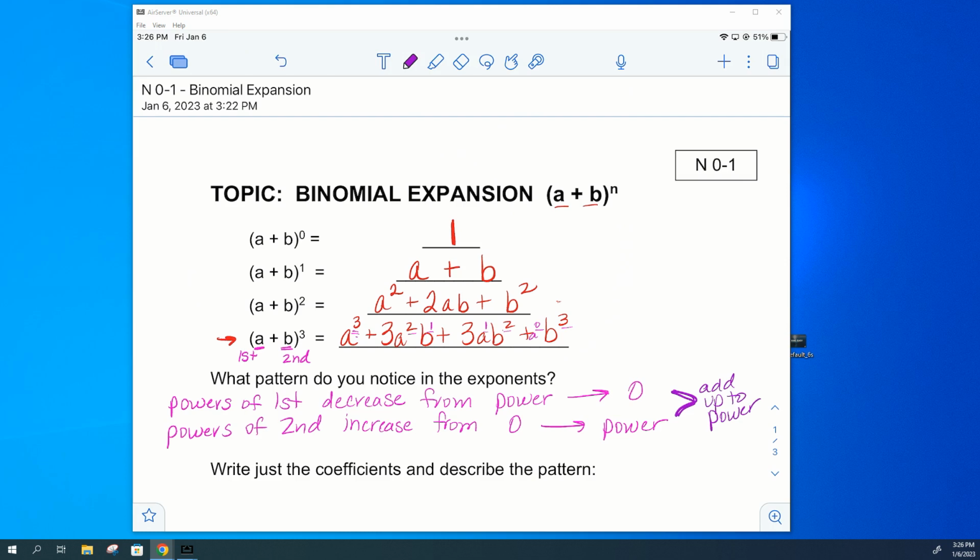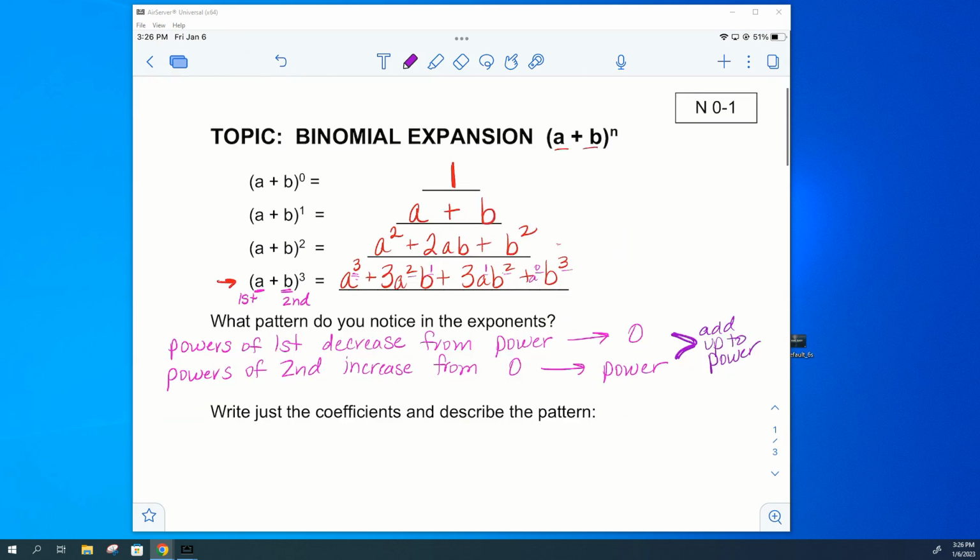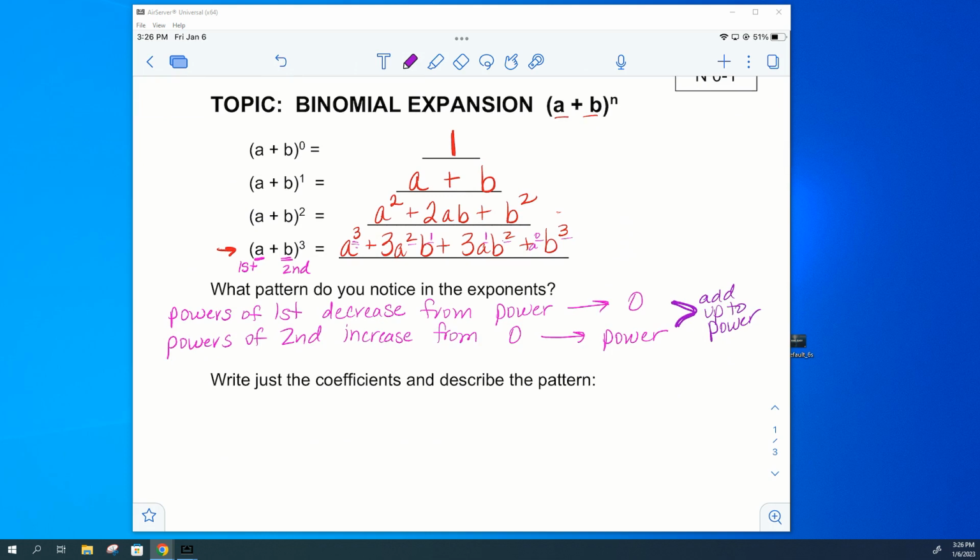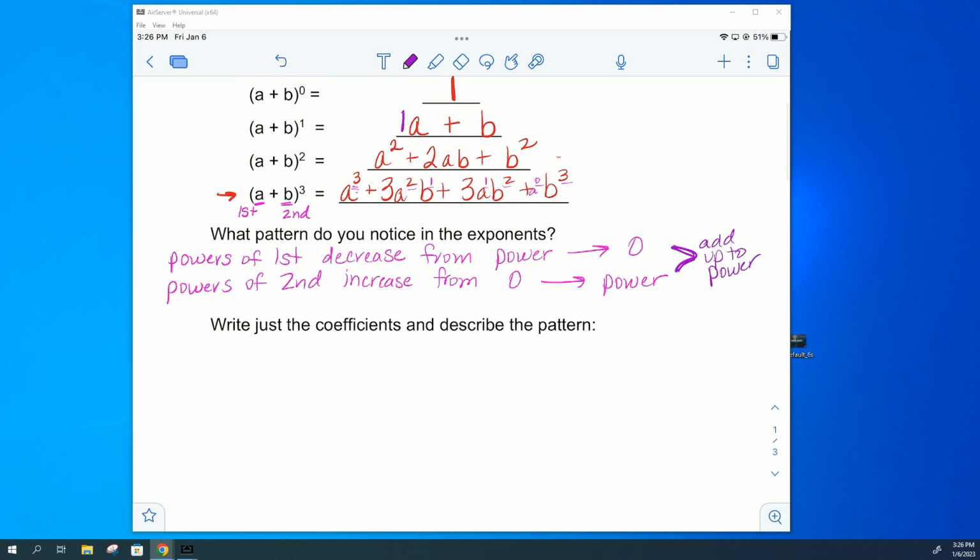Okay, now let's look at something else. Let's write just the coefficients and describe the pattern. In other words, if I took out all the A's and the B's and the pluses, what would that look like? It would kind of make a triangle shape. So if I have 1 here, 1, 1, 1, 1, 1. Now take out the A's, the B's, and the pluses, and what do I have? I'm going to start over here. I would have 1 and 1, like that. Then I'd have 1, 2, and 1. And I'd have 1, 3, 3, and 1.